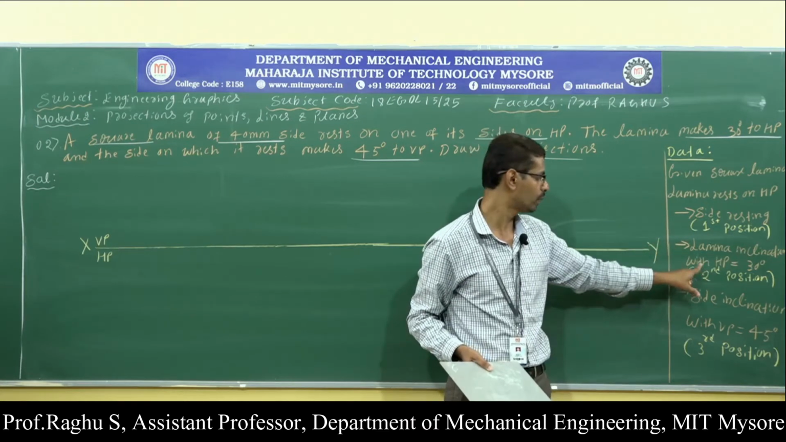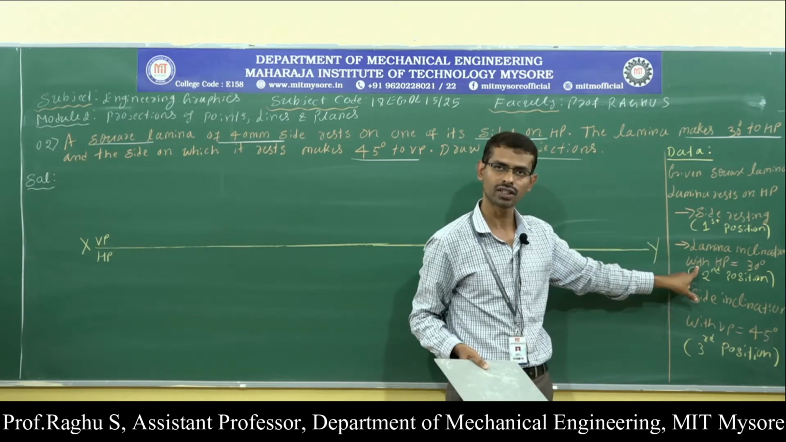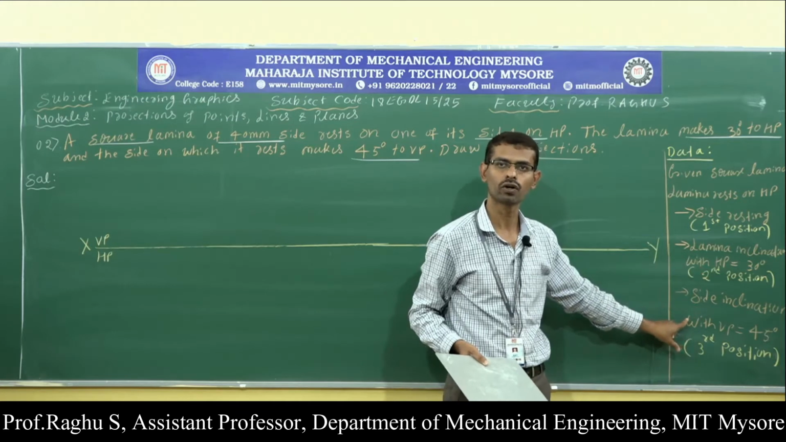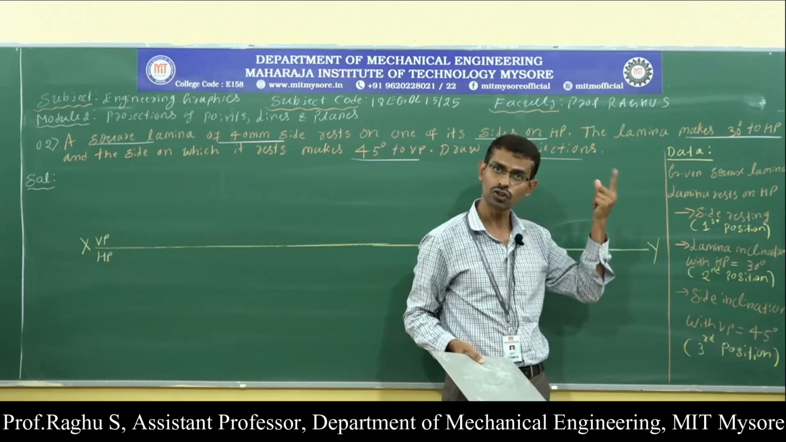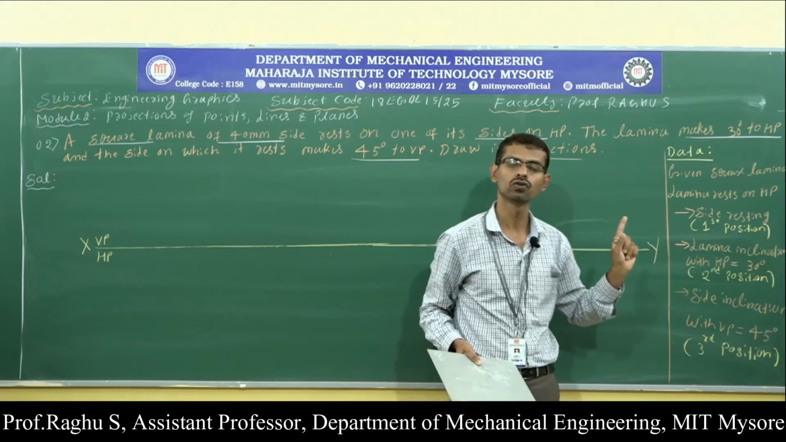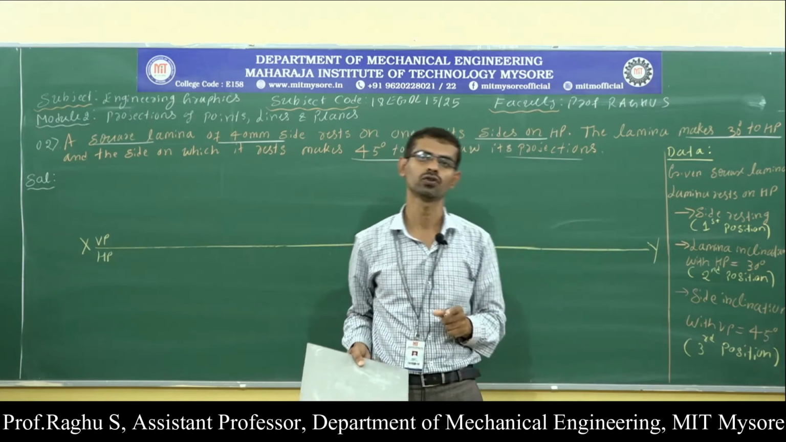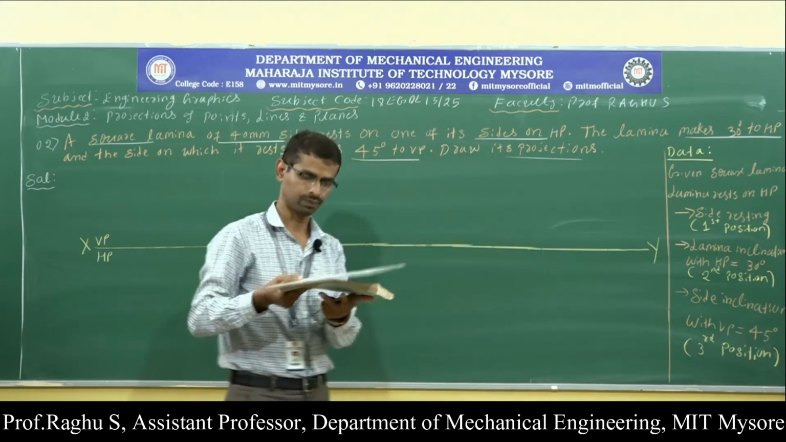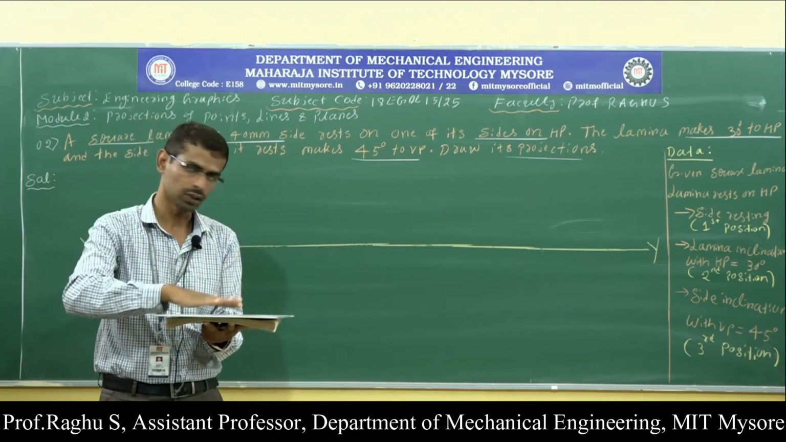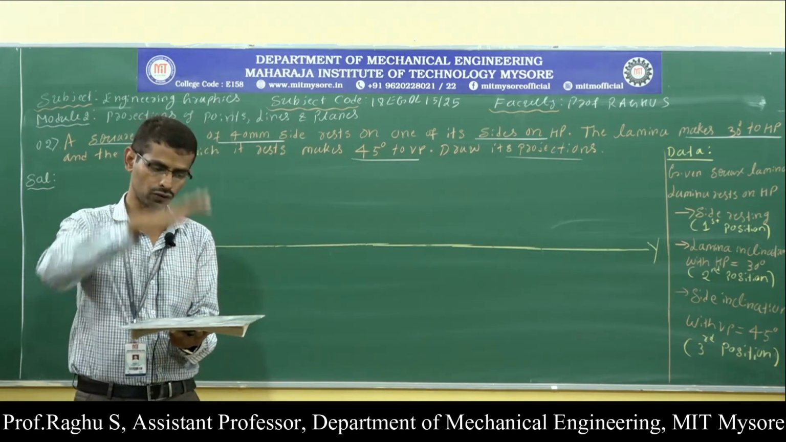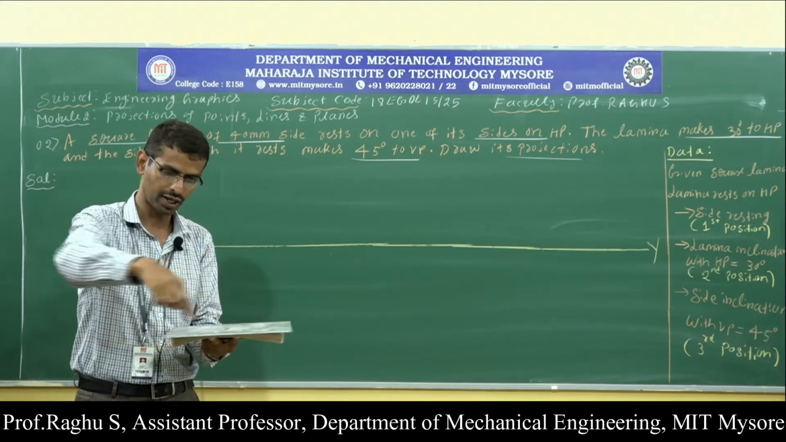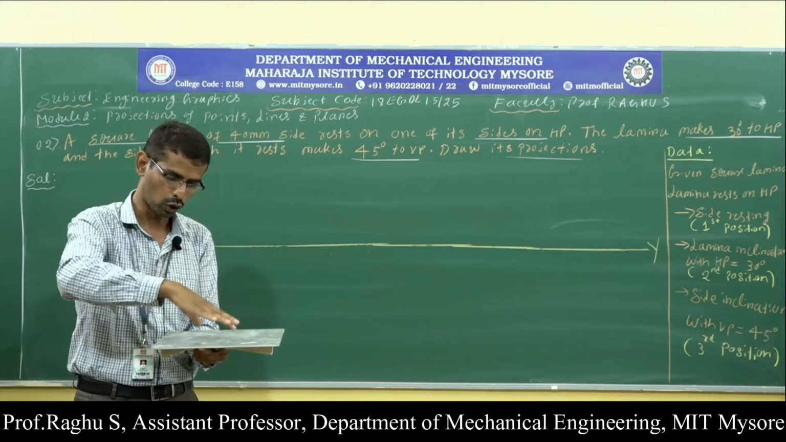When the lamina is resting on HP, the HP inclination is used for drawing the second position and the VP inclination is used for drawing the third position. When the lamina is resting on VP, the VP inclination is used for drawing the second position and the HP inclination is used for drawing the third position. Now, to draw the first position, that is the resting position, we should first place the lamina completely on HP. Now, draw the top view and front view.